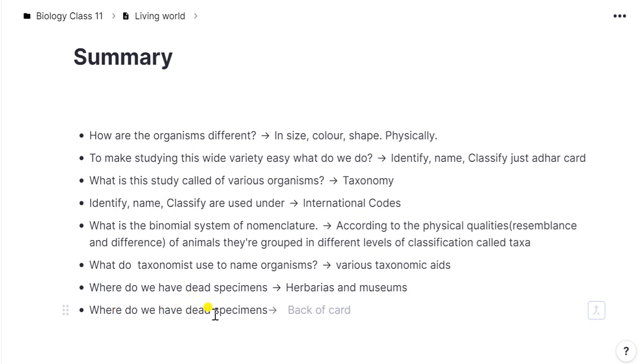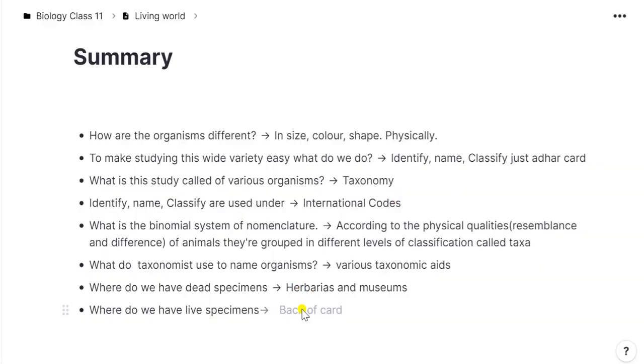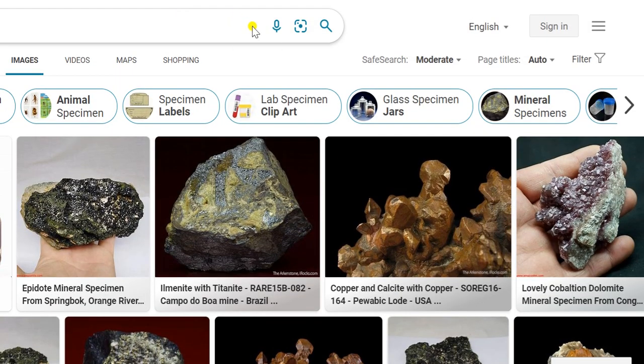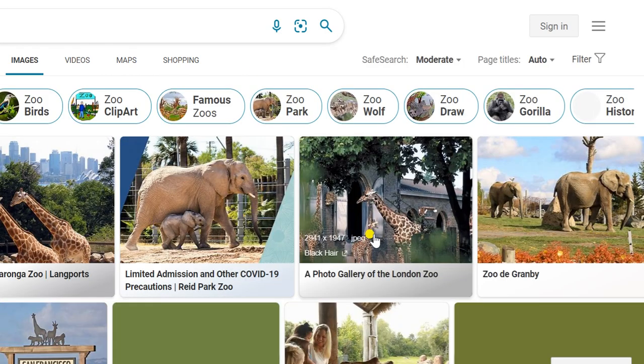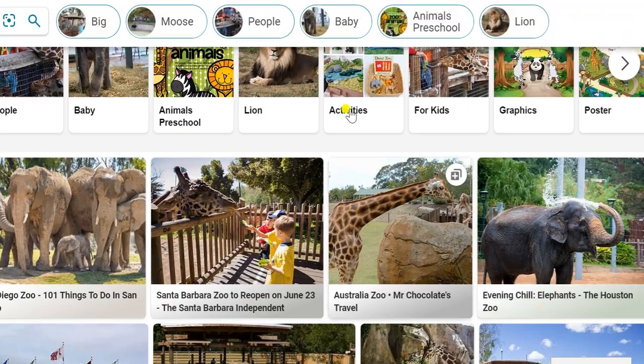Where do we find live specimens? We find them in botanical gardens and zoological parks. Zoological parks means zoos, right? These are zoos. So we see animals there, right?